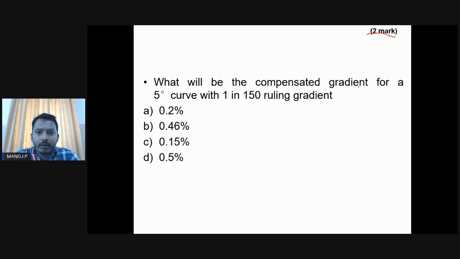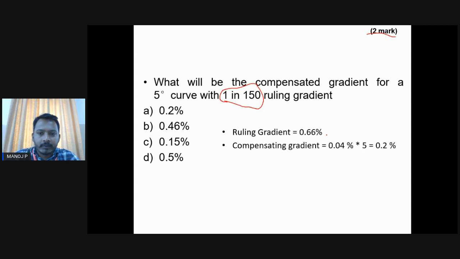Compensation means, look here, as far as possible, the track should be flat. If the tracks are not flat, especially at the curves, especially when you have the gradient, then how do you compensate? Look here, 1 in 150 is the ruling gradient.